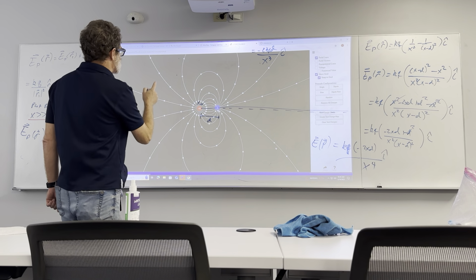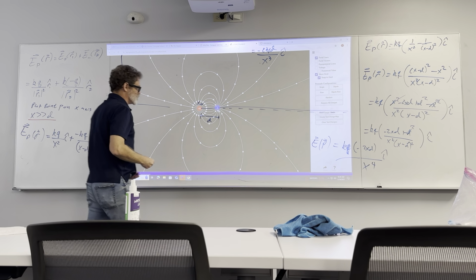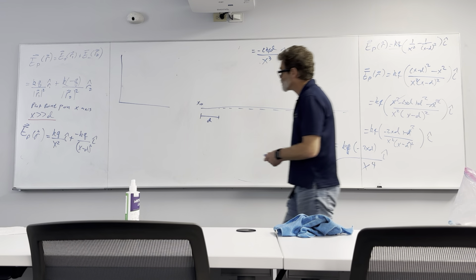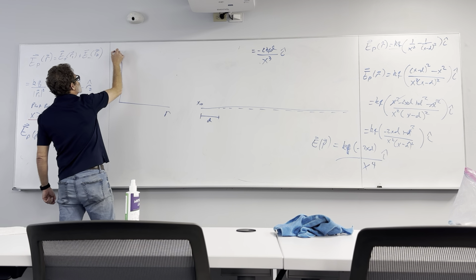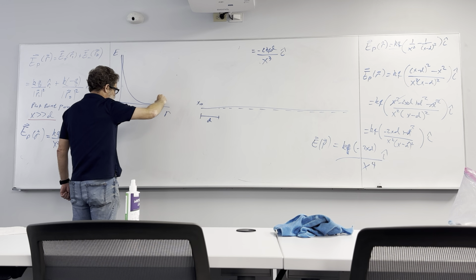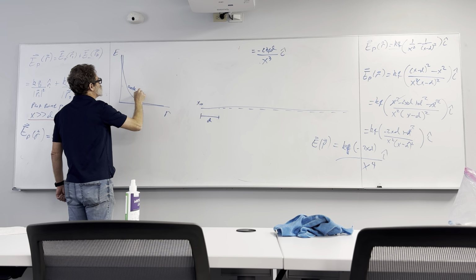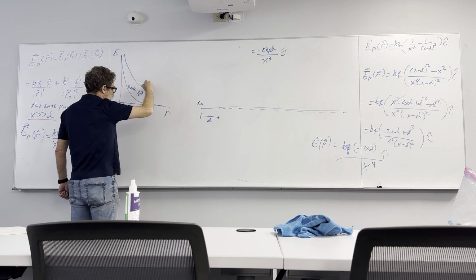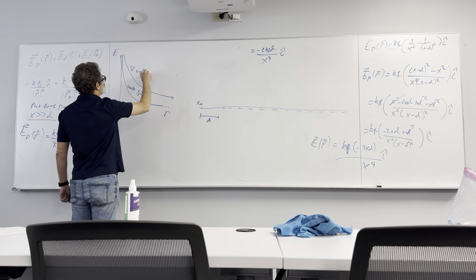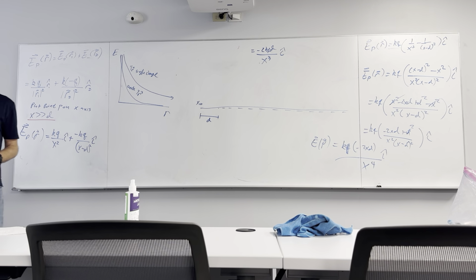Now if I plot E versus R for a dipole, what do I get? Let me turn this off. We don't need that on anymore. This is R, this is E. E for a dipole is 1 over R cubed. This is a dipole. And 1 over R squared is for a single charge. That doesn't seem like a big difference, but it's a huge difference.